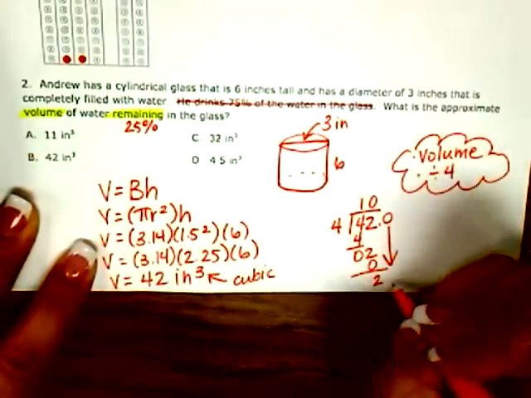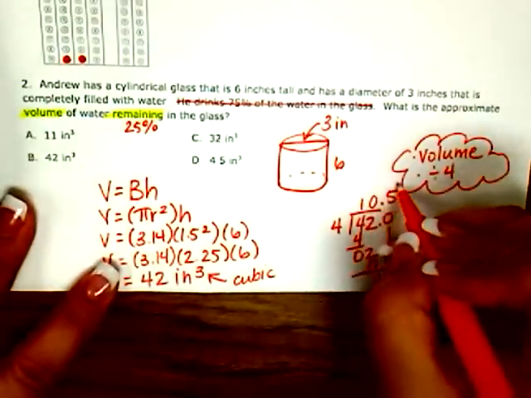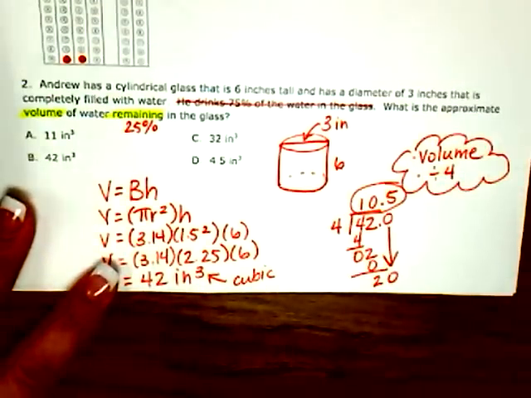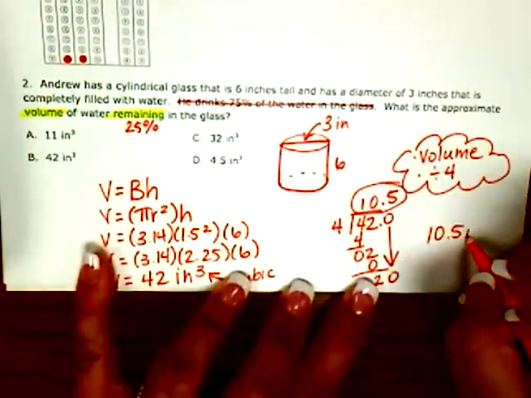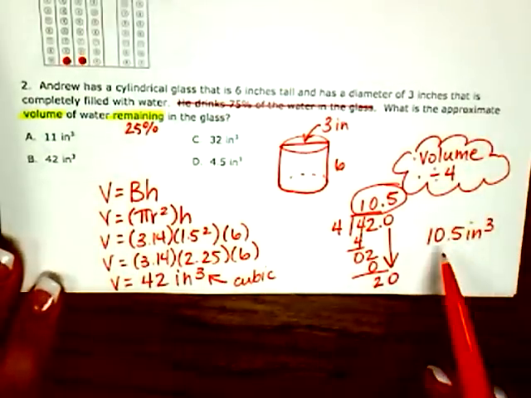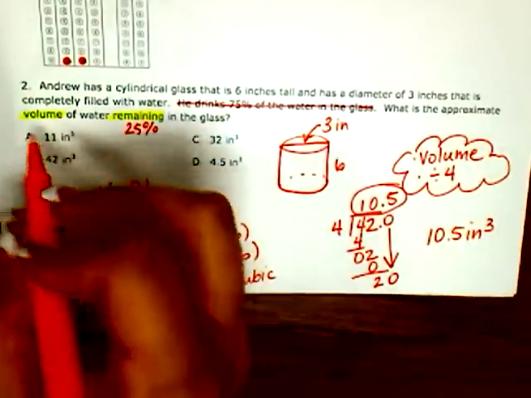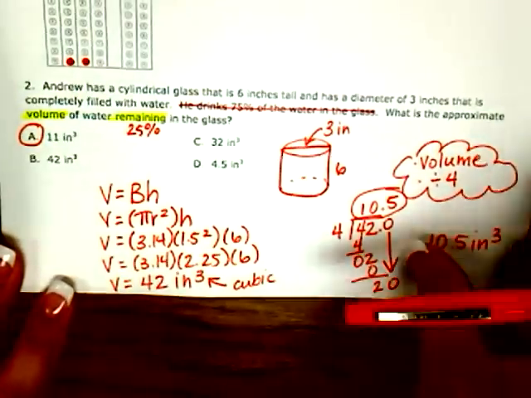And that is 10.5 cubic inches. Now the question says, what is the approximate volume? Well, 10.5 is pretty darn close to 11, so that's my answer. Okay, let's move over to the back.